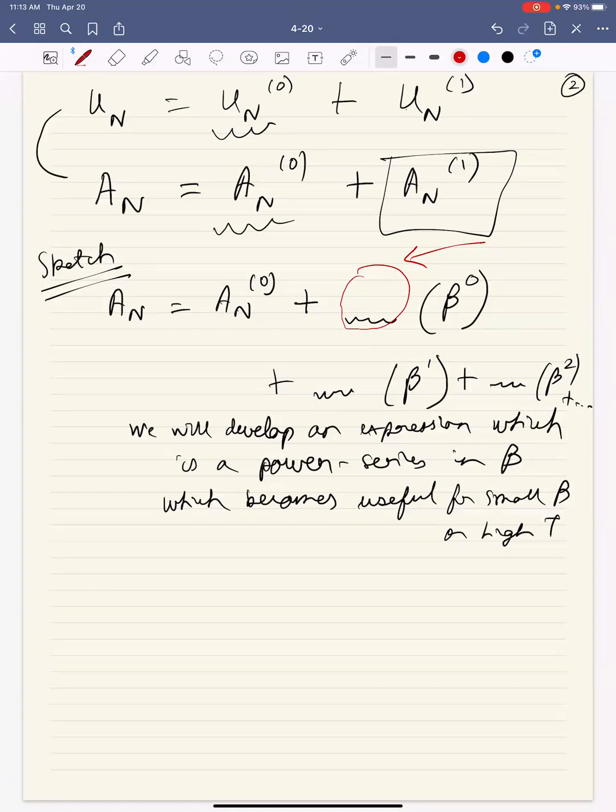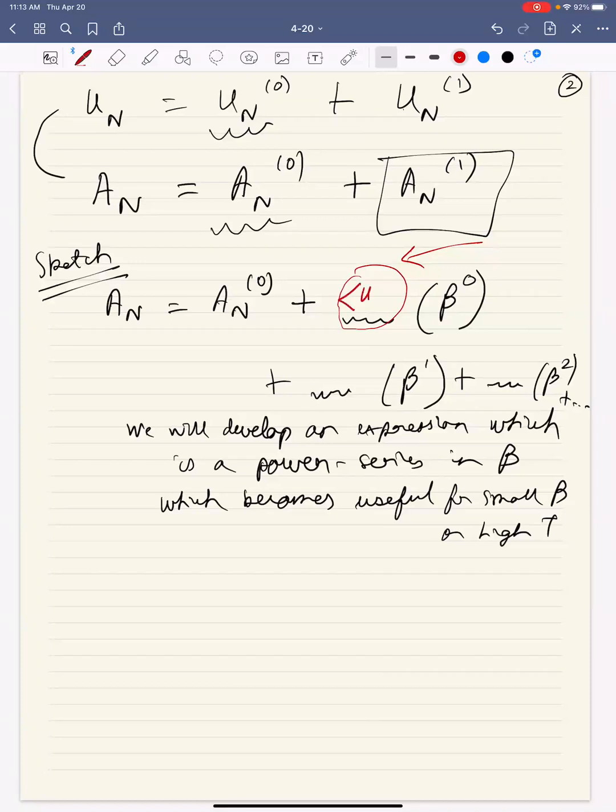So what do you think it should be? U_N0? It won't be U_N0, because U_N0 is fully accounted for in A_N0. U_N1, there you go. It will actually be U_N1 calculated in the ensemble 0.